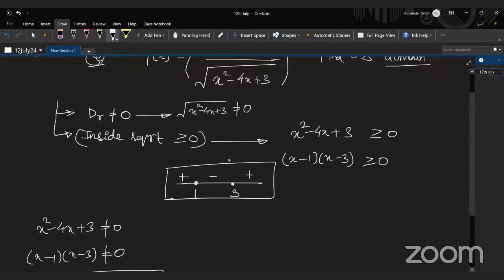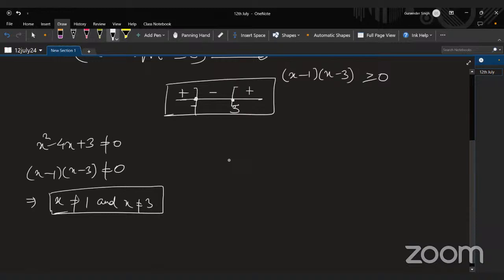This was telling me that you can take any value lesser than or equal to 1. This was telling me you can take any value greater than or equal to 3. But it is telling me you can't take 1 and 3 exactly. So I will take the intersection of these two. I can't take 1 and I can't take 3. So I can take any value lesser than 1 and any value greater than 3. So from minus infinity to 1 I can take, and I can take from 3 to infinity. Sorry, this is 1, not minus 1.